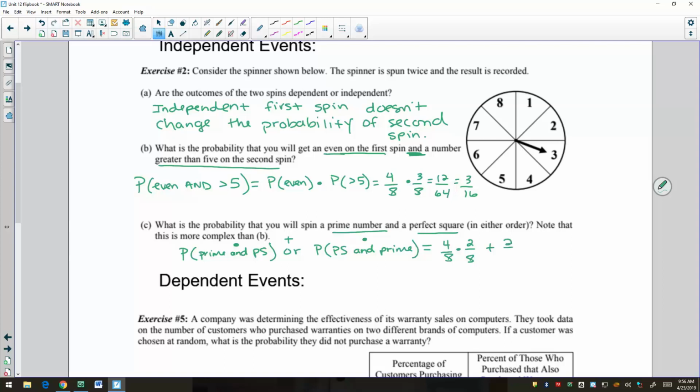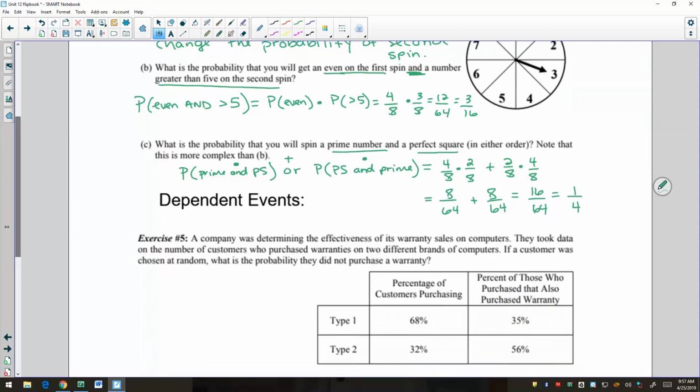Perfect square is 2 out of 8 times, a prime is 4 out of 8. So remember, follow PEMDAS, do the multiplication first. So on this side, 4 times 2 is 8 out of 64 plus 8 out of 64. Good news, they both have the same denominators. We can just add straight across on the tops. Denominators stay the same. 16 out of 64, which reduces to 1/4. So you have a 25% chance, or a 0.25 probability, of spinning a prime number and then a perfect square, or a perfect square and then a prime number.